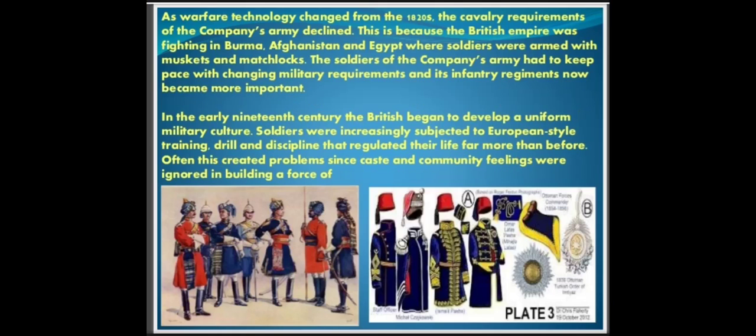As warfare technology changed from the 1820s, cavalry recruitment in the Indian army declined. This is because the British Empire was fighting in Burma, Afghanistan, and Egypt, where soldiers were armed with muskets and matchlocks. The soldiers of the Company army had to keep pace with changing military requirements, and its infantry regiments now became more important. In the early 19th century, the British began to develop a uniform military culture. Soldiers were increasingly subjected to European style training, drill and discipline that regulated their life far more than before. Often this created problems since caste and community feelings were ignored in building a force.